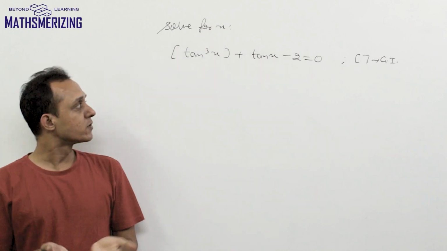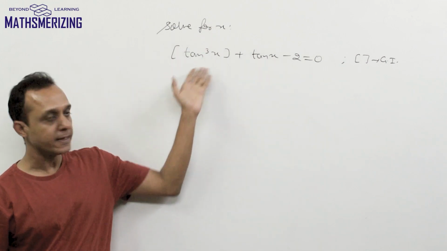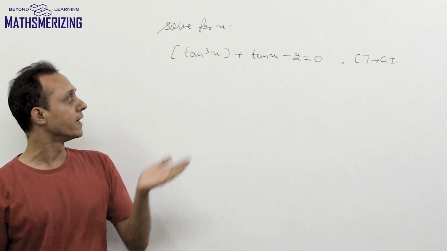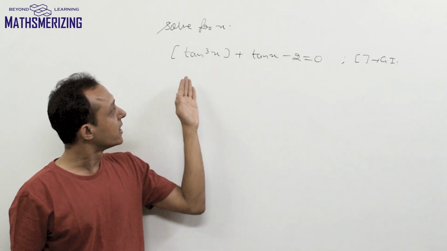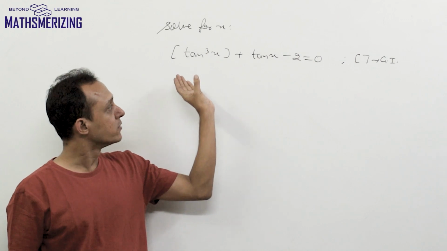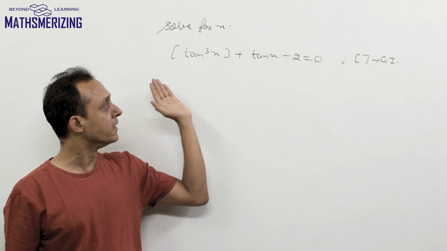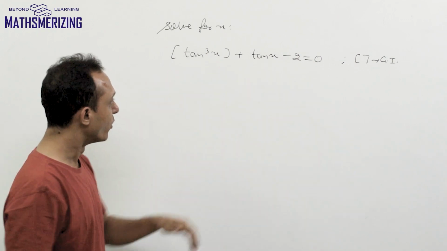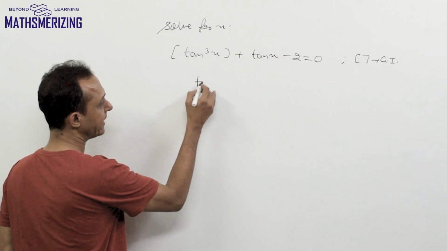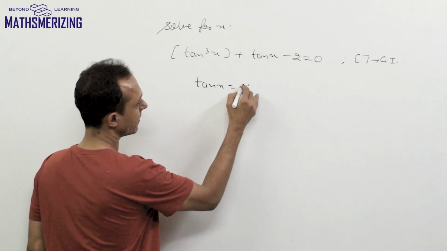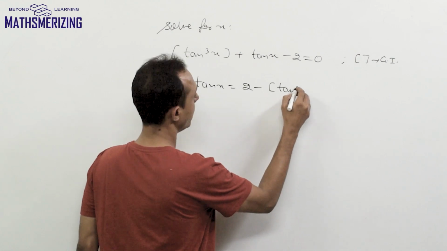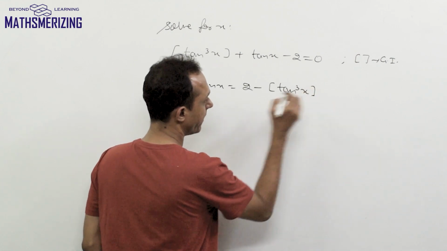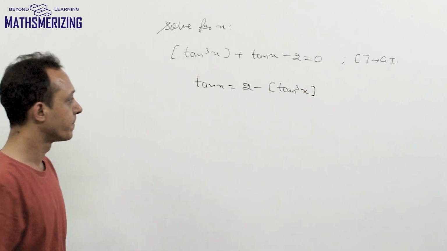Now how do I solve this question when it has a greatest integer function on tan cube x, and I know that the range of tan x is from minus infinity to plus infinity. So I cannot actually break it up into separate integral values and then solve the equation, because then it will be simply too many cases. But what I do know is I can simply write tan x as 2 minus the greatest integer function of tan cube x.